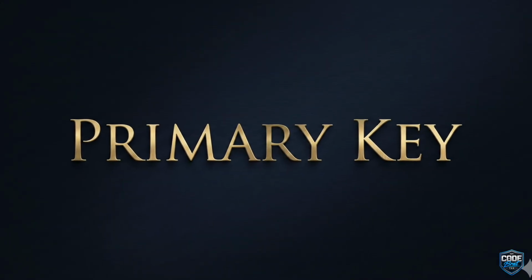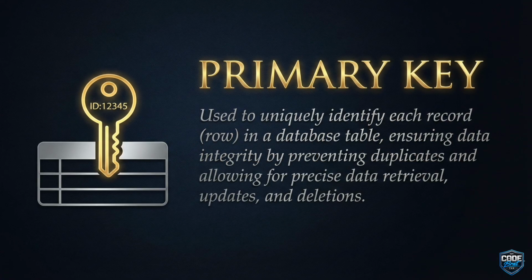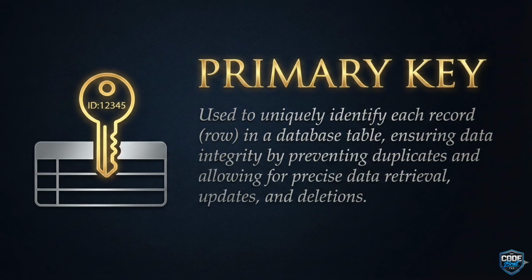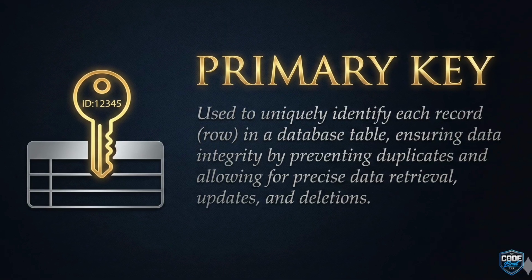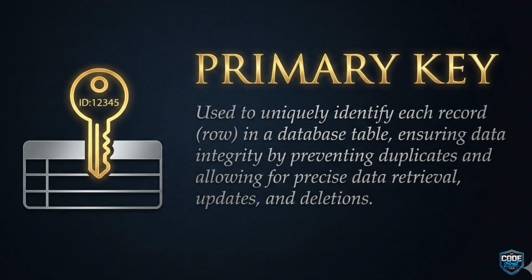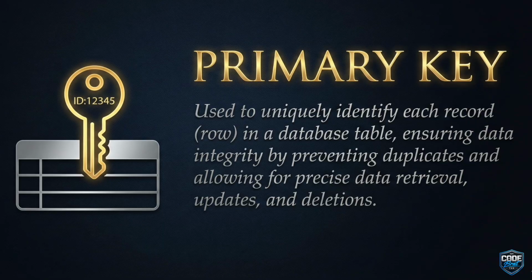Have you ever heard the word primary key in RDBMS? A primary key is used to uniquely identify each record or row in a table, ensuring data integrity by preventing duplicates and allowing for precise data retrieval, updates, and deletions.